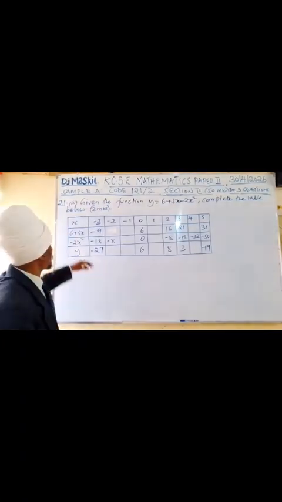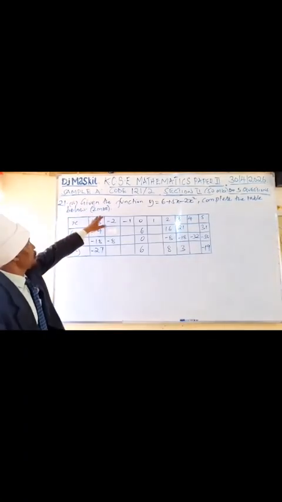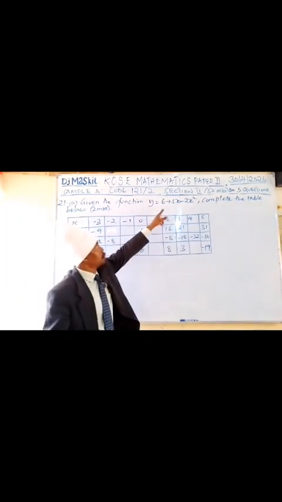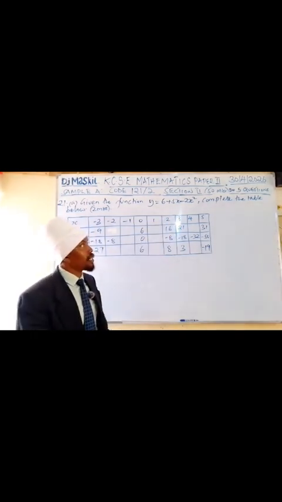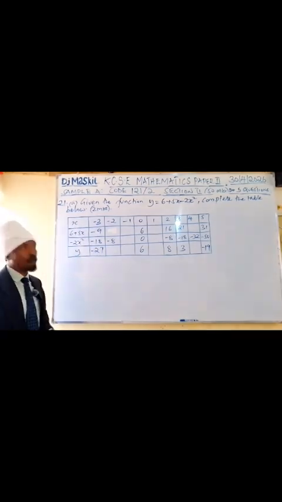Question number 21, part A. Given the function y is equal to 6 plus 5x minus 2x squared, complete the table below.